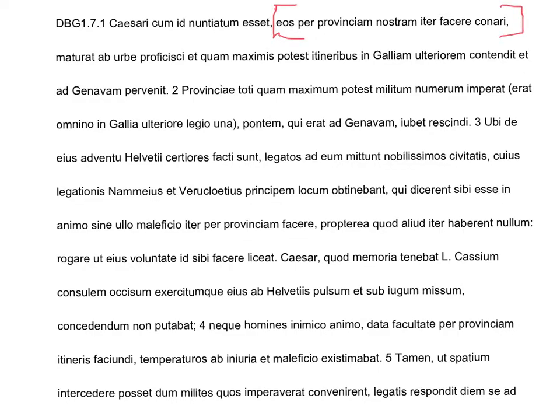So let's see. The indirect statement, we need an accusative subject and an infinitive verb. Eos is your subject. It was announced to Caesar that they, those guys, per provinciam nostram, oh, boring prepositional phrase, but we like it because it makes our sentence smaller. Then we have iter facere and conari. Notice you have two infinitives in a row.